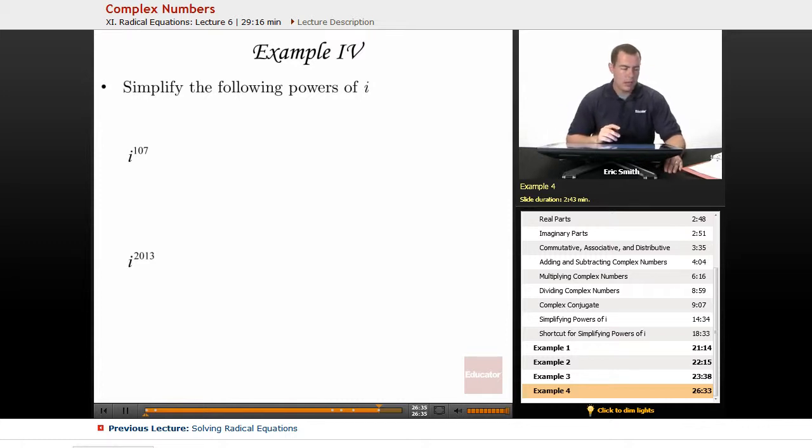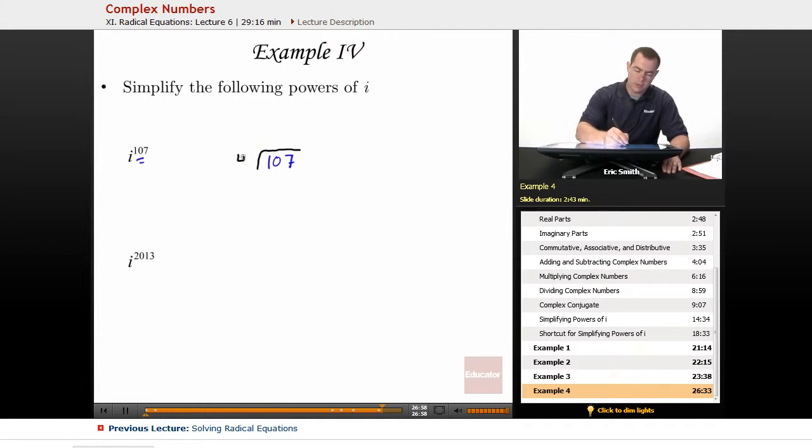Alright, in this last problem we'll go ahead and see if we can simplify some very large powers of i. And since they are very large powers, we'll go ahead and use our shortcut to take care of that process. So in the first one I have i to the 107. Let's start off by taking that exponent, 107, and we'll divide it by 4. This will figure out all of the bunches of i to the 4th that we have hiding in there.